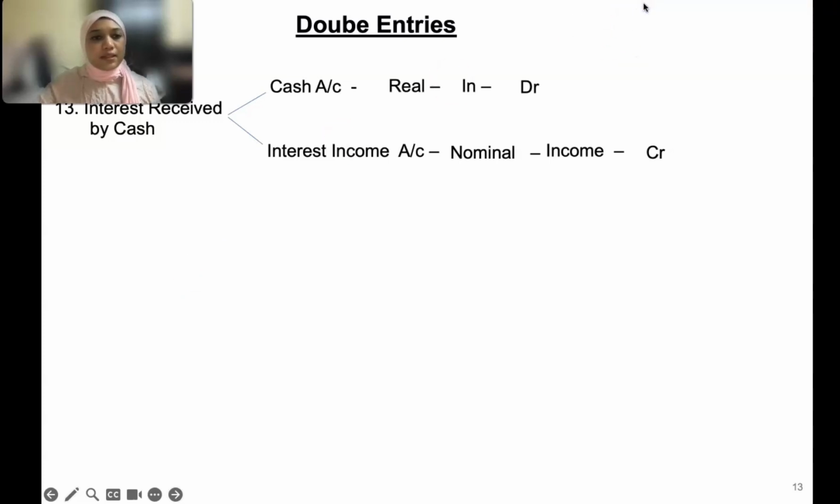In the next slide and next video, I'm going to give you an example of the T accounts. For now, you need to understand all these examples. You need to understand the two types of ledgers and how we are going to record. This is the basic double entry you need to know. Everything will be based on this concept. If you understand these 13 examples, it will be very easy for the next lessons. Thank you so much for watching.